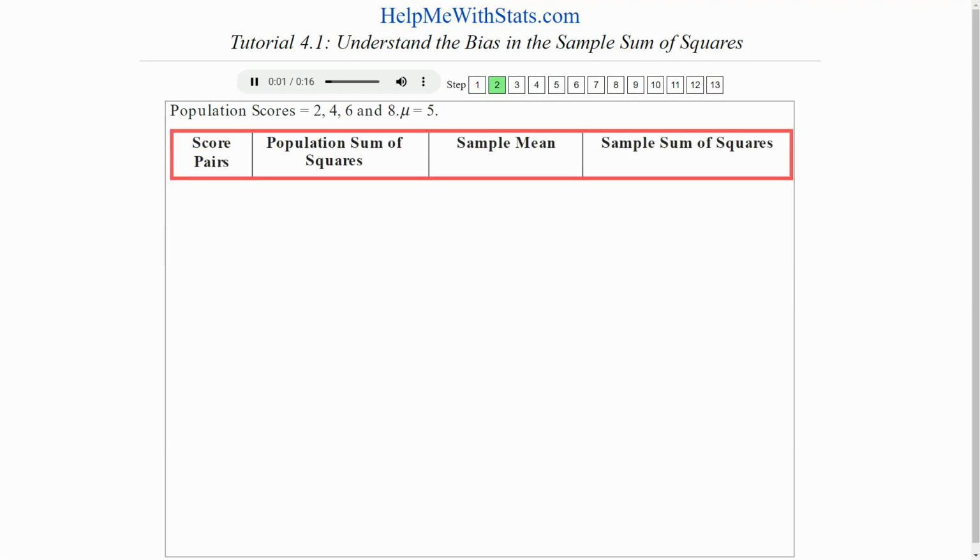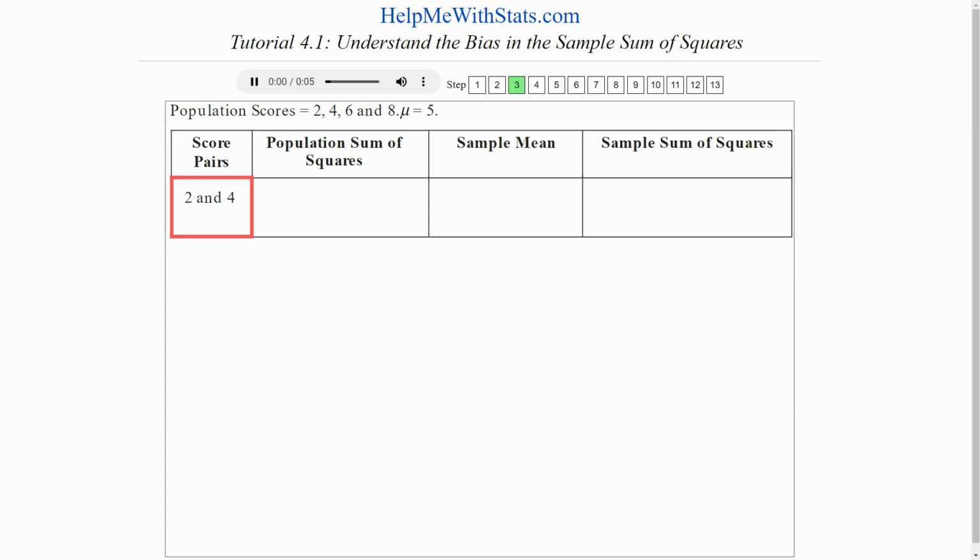Let's look at a chart which contains all the possible pairs of scores that can be sampled from this population. We'll compare the population sum of squares to the sample sum of squares. We've added a column for the sample mean calculation to make things clearer. Let's start with the pair of scores 2 and 4.